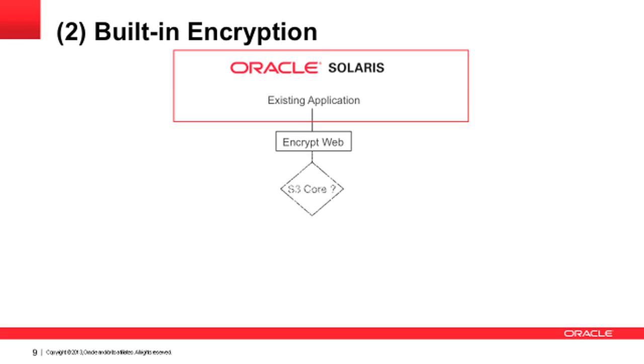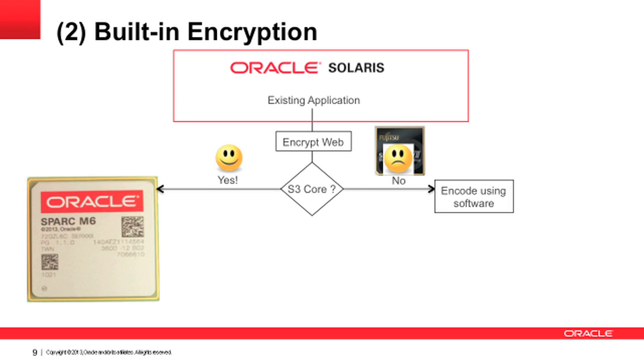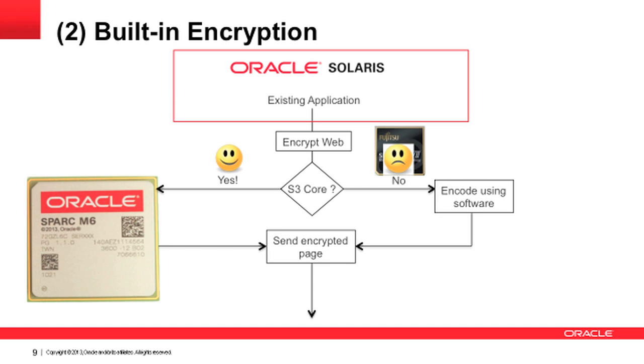So the Solaris libraries are first going to check, are we running on a system that has an S3 core? Well, unfortunately, if you're on the M9000, you don't. So that encoding has to be done in software. But if you're on the SPARC M632 system, yes, we have an S3 core. So now that encryption is done by the processor. And at that point, the encryption continues on after it gets the encrypted lines.